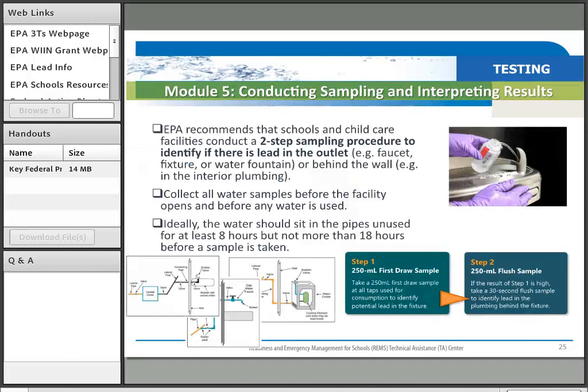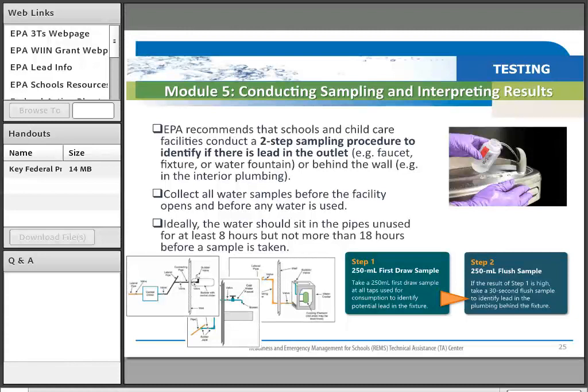Okay, so Module 5 is conducting sampling and interpreting results. Sampling for lead at drinking water fountains and water faucets does not need to be hard or intimidating. In fact, many labs may come out and help you do the sampling for you. In Module 5, we talk about how to take these samples on your own or providing instructions to a lab or a water utility at the fixtures that you've identified in Module 4.